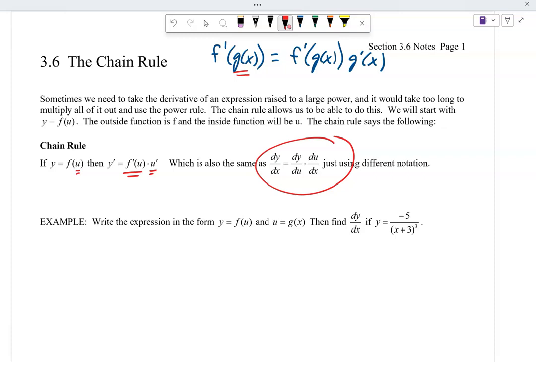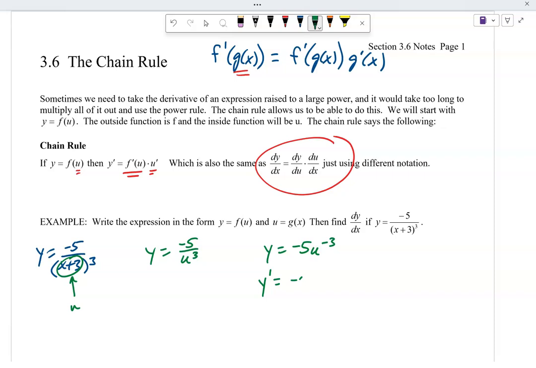So, for example, let's look at this first one. We've got y equals -5 over (x plus 3) cubed. Now this is a composite function, right? We could think about this if I let u be that inside. I'd have y equals -5 over u cubed. And we know how to take that derivative. Let's write it this way with our power rule.